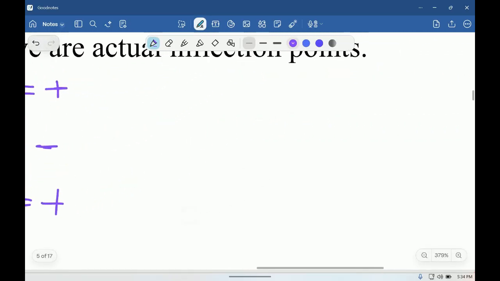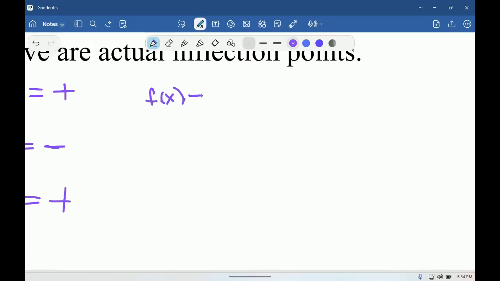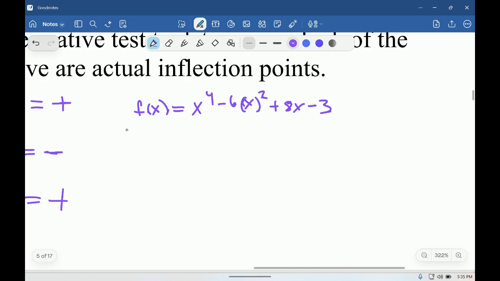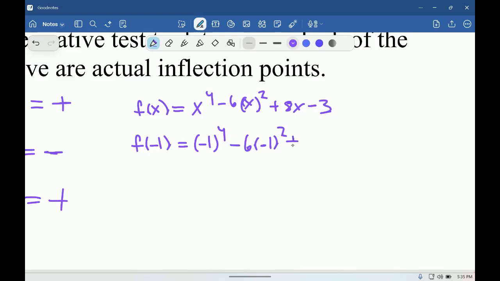And then we're going to do our inflection points. We're going to use our original equation, x^4 - 6x^2 + 8x - 3, and plug our inflection points into it. f(-1) is 1 - 6 - 8 - 3, which equals -16.